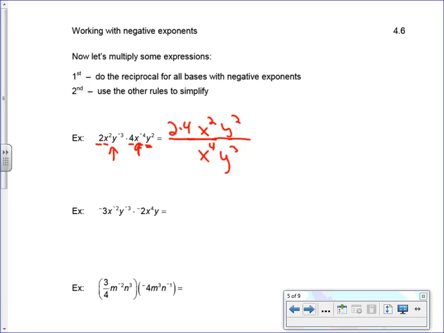So what I end up with here is some stuff on the top and some stuff on the bottom, and now I just apply the rules that I already know. Okay? All right, first of all, bless you. What's 2 times 4? 8. Okay? Look right here. What do I do with that? X goes on the bottom. How many of them? X squared. And then look right here. Y goes on the bottom. How many of them? 1. Y'all see how that works?